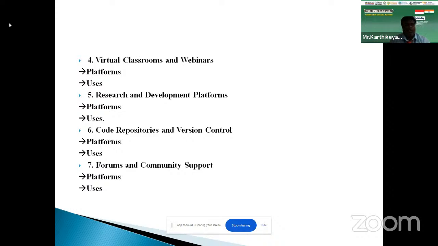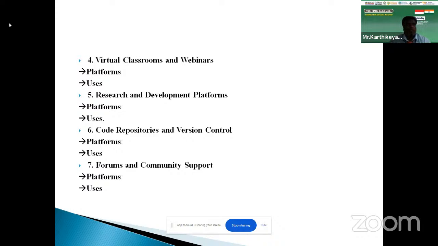These code repository and version control platforms are GitLab, Bitbucket. This is used to manage and share the code related to distributed computing projects. Actually, this platform is used to support collaborative development, version control, and issue tracking, which are crucial for developing and maintaining distributed systems. And next one, forum and community support.